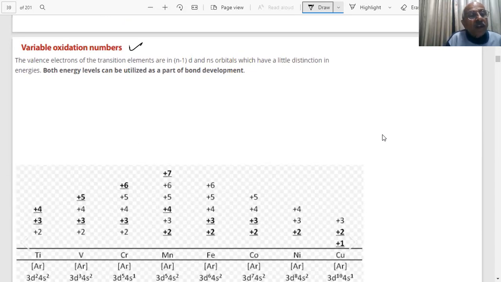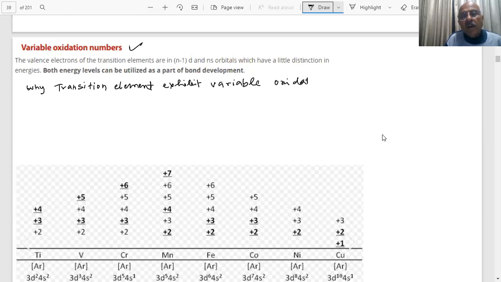Important point, students. What is the reason, students, why they show variable oxidation state? Why transition elements, students? Important question for the exam. Why do transition elements exhibit, students, variable oxidation states? And as I said, students, (n-1)d and ns orbitals are involved, students. Both can participate. Both participate, students, in bonding.